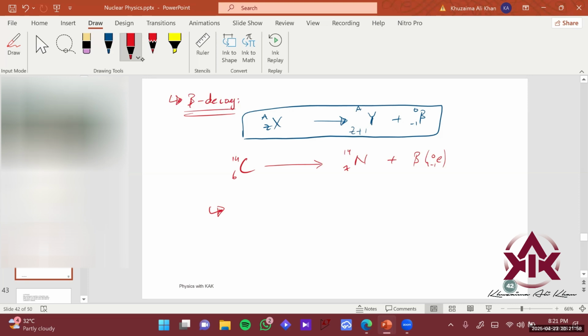So let's check your A here. Is it getting satisfied here? So it's 14 equals 14 plus 0. Therefore, you have balanced left-hand side and right-hand side here.